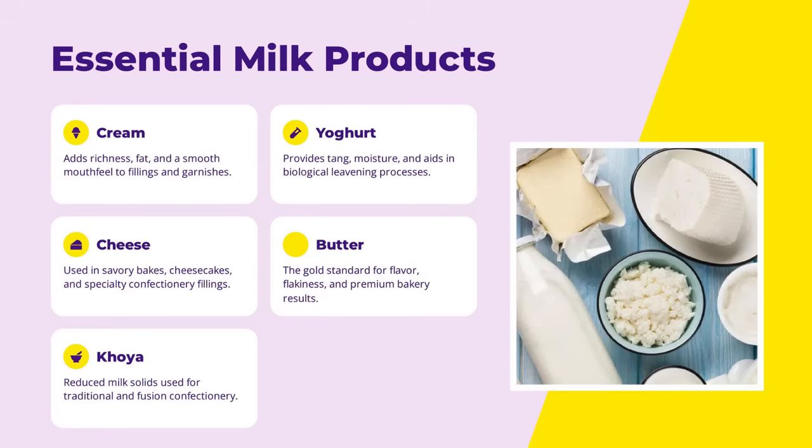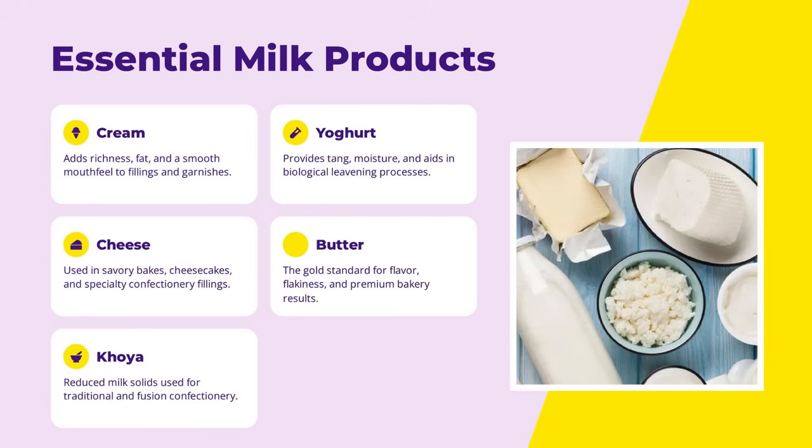The next dairy ingredient is cheese. Cheese is widely used in savory baked products, cheesecakes, stuffed breads, pizzas, and specialty confectionery products because of its unique flavor and texture. Another essential ingredient is butter. Butter is often called the gold standard of bakery fats because it produces excellent flavor, tenderness, flakiness, and premium quality baked products.